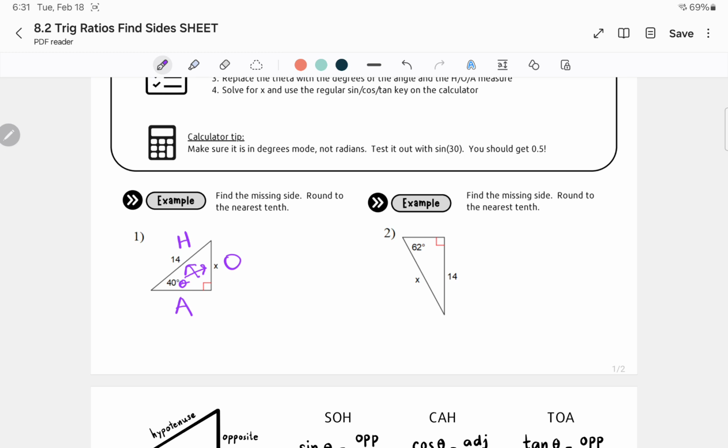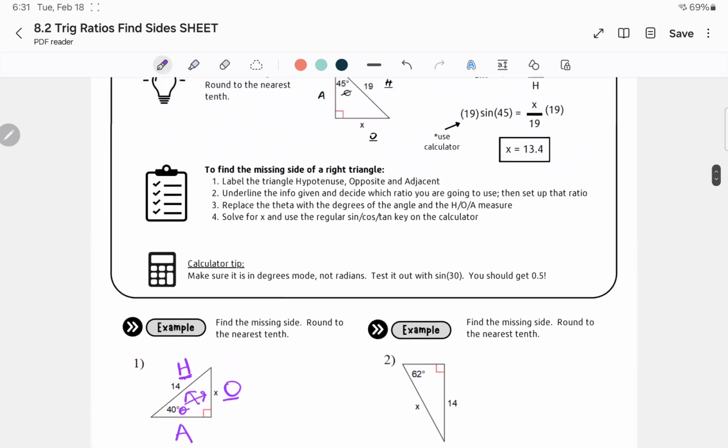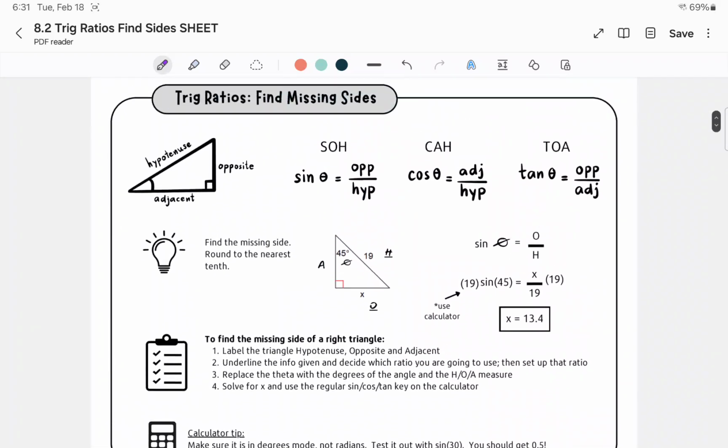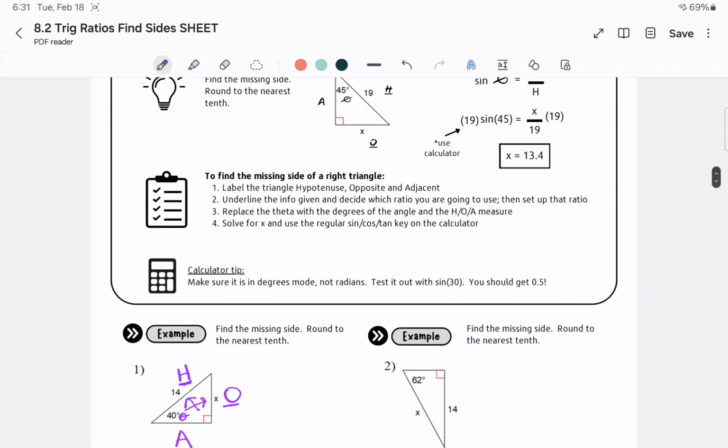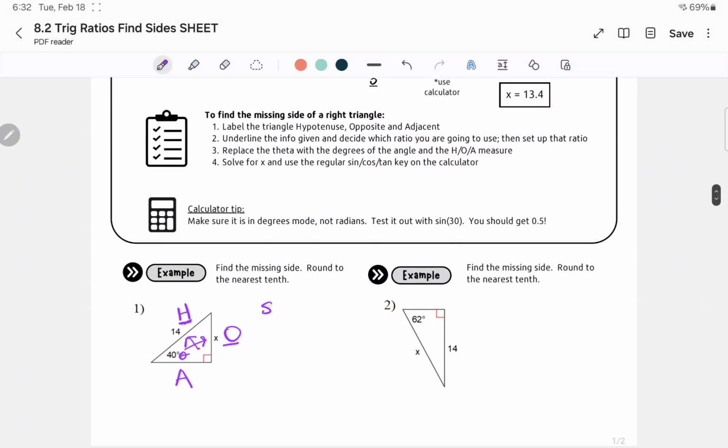Now, after you labeled H, O, and A, there's going to be 2 sides with information, either a number or an X. That would be our hypotenuse, so underline that. And that would be our opposite, so underline that. See how adjacent has nothing there? So we can't use A. So what ratio has an H and an O, right? Or O and H. That would be our sine ratio. So we're going to use our sine. So write down sine of theta is equal to O over H.